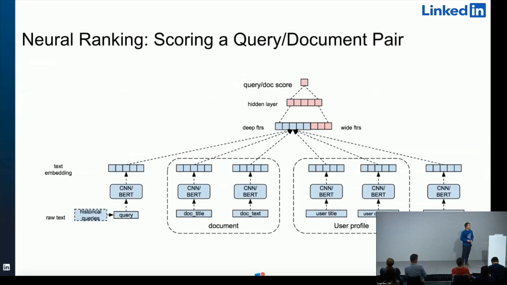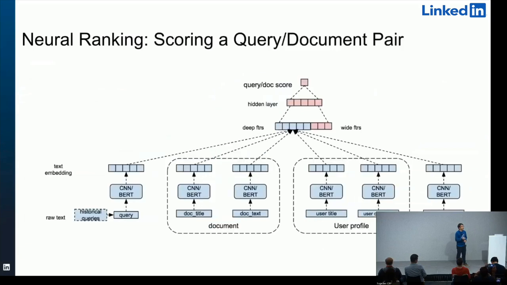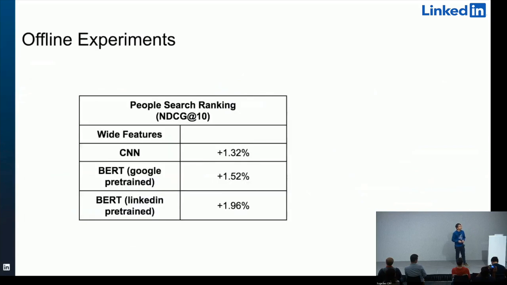So this is only about scoring. So it's about online decoding. And for training, we have another learning to rank layer on top of it. So each cloud or each block here corresponds to a document, which is the whole picture here. And some of the documents are clicked, some of them are not.